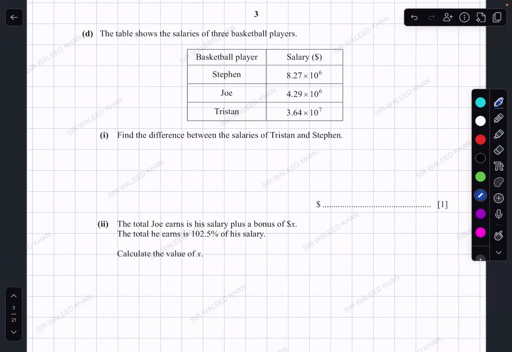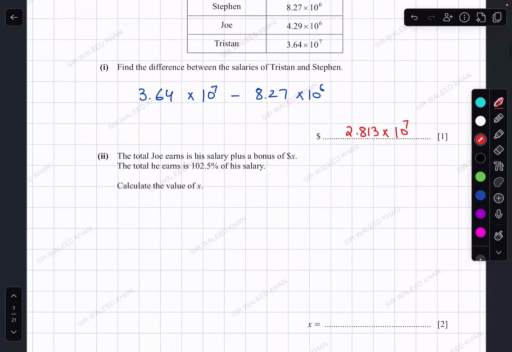So Tristan, which one is greater value? This is the greater value. 3.64 times 10 to the power of 7 minus 8.27 times 10 to the power of 6. So when we do this, we have 2.813 times 10 to the power of 7. That should be our answer.